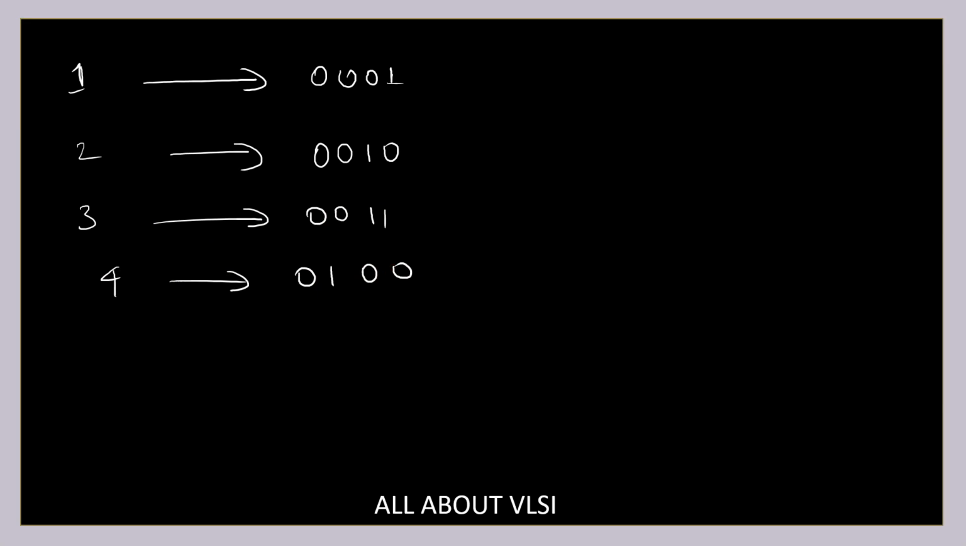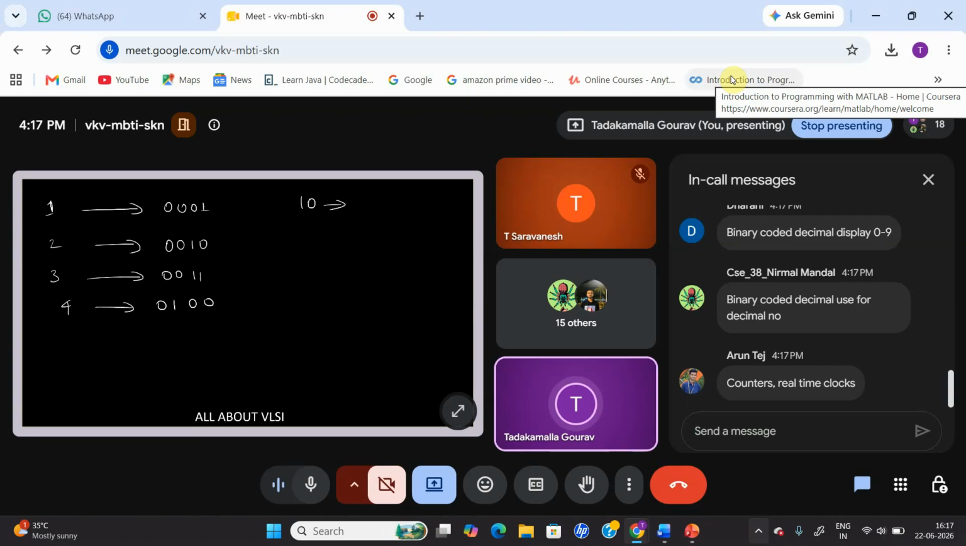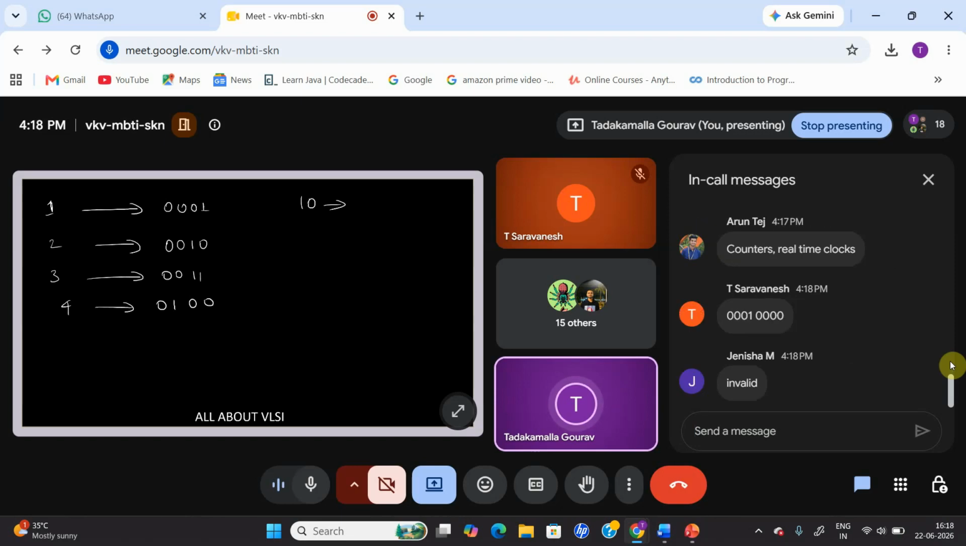So in the case of BCD, for each and every digit, you are going to write down the 4-bit binary equivalent. Can anyone tell me what is the BCD code for 10? In the case of BCD counters, real-time clocks. Great. Now, the definition of BCD is for each and every digit, you are going to write down the 4-bit binary equivalent. So, what is the equivalent of 10? Okay, I got two answers. What about this? Is it 1010? Is it invalid? Is it 0001 0000? What's the answer for this?